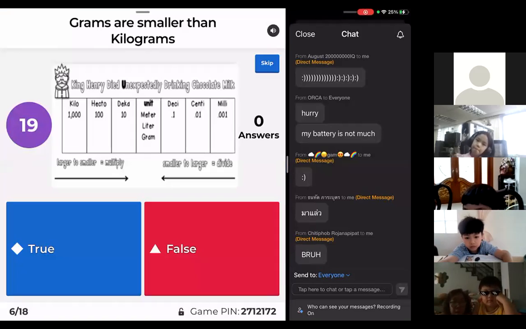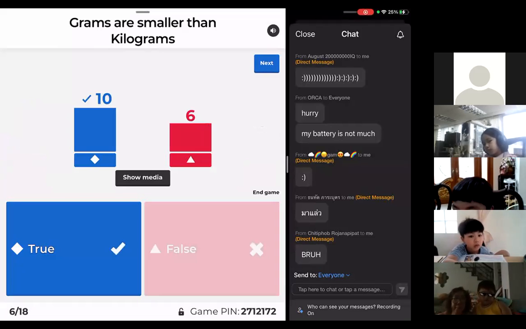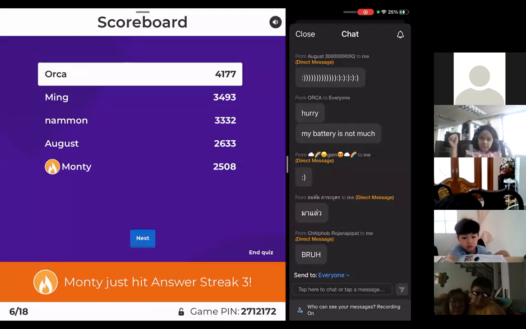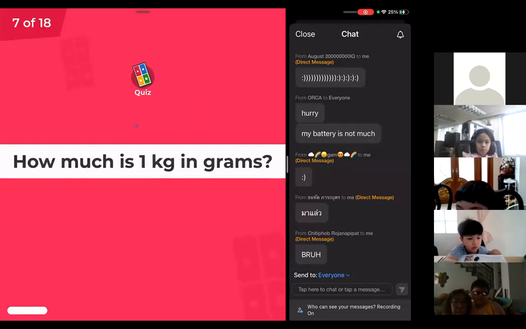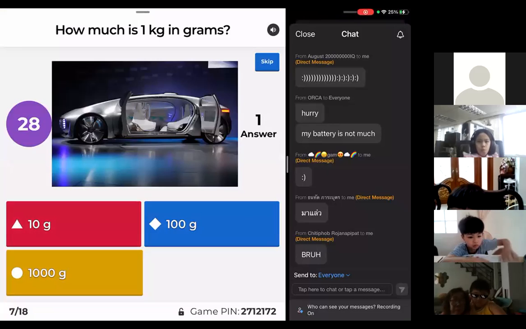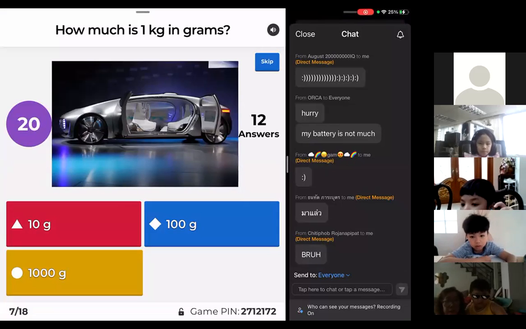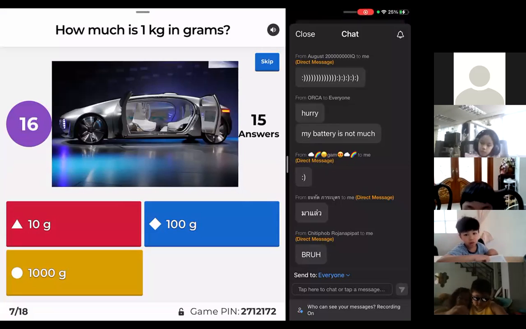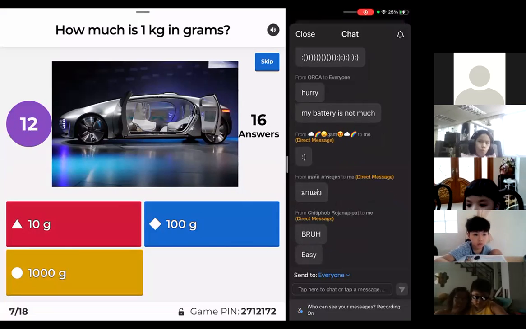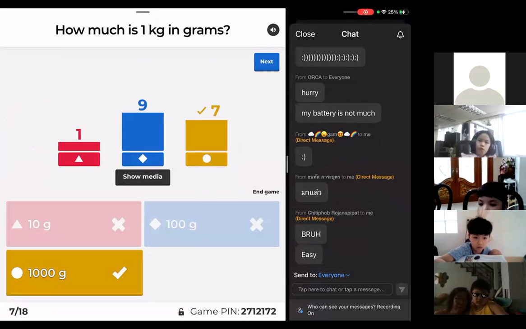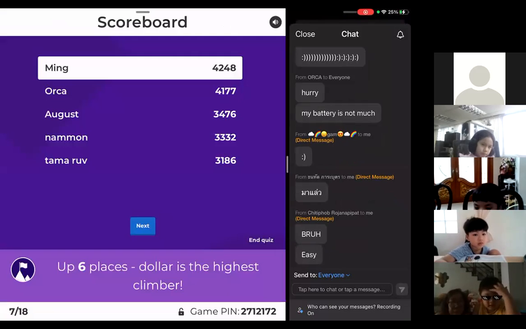Grams are smaller than kilograms, yes or no? Done. They are smaller. Grams are smaller. How much is 1 kilogram in grams? Done. It's 1,000 grams. Not 100.